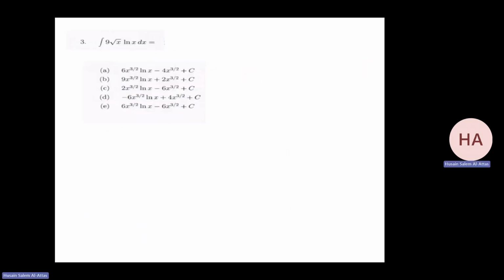Okay. Next one: the integral of 9 square root of x ln x. Also, let me think about that. I have ln, this is L, and this is A. So for sure, u will be ln x, and dv will be 9 square root of x dx, the rest. So du will be dx over x. What will be v? This is 9x to the power half, so that would be 9 times 2 over 3, x to the power 3 over 2, which is 6 x to the power 3 over 2.